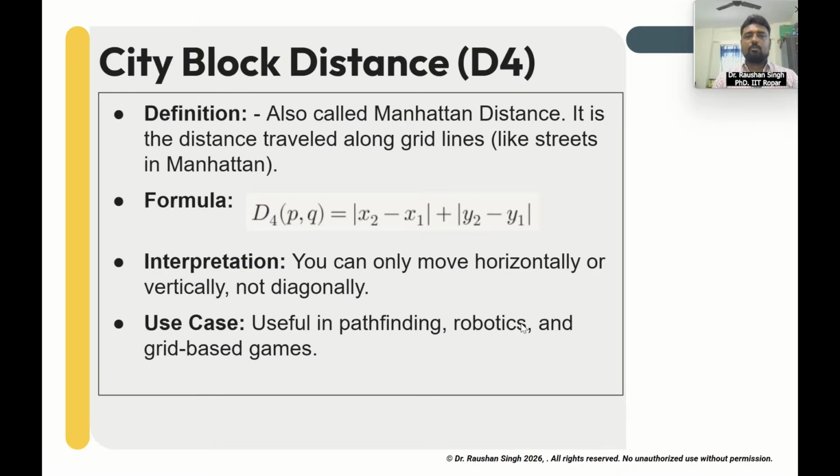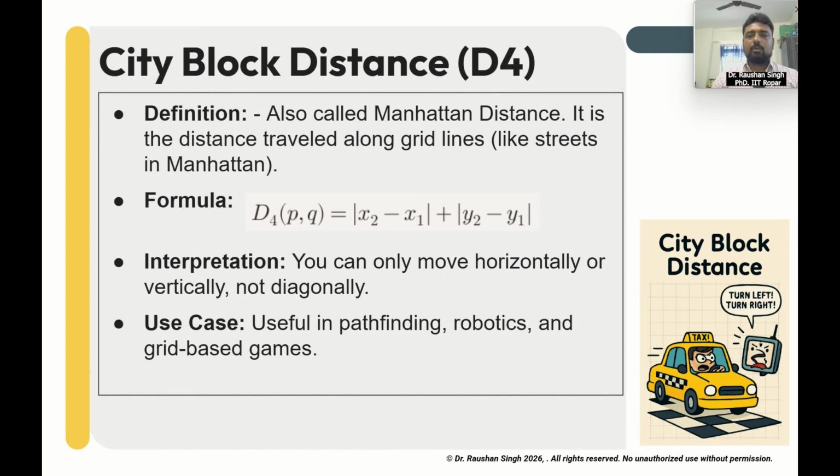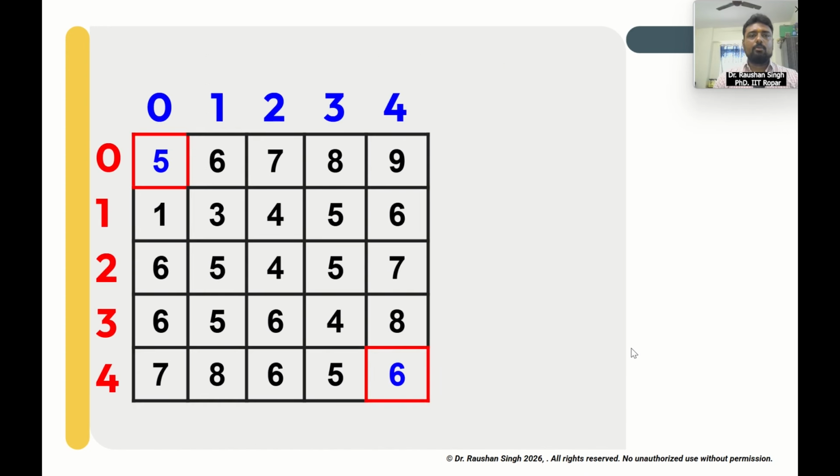In different games, like you remember there was a snake game in your Nokia mobile phones. In that you used to move like this. That movement was actually Manhattan distance movement. So like you're taking a taxi and you're moving in the street. Okay, so that will be your Manhattan distance.